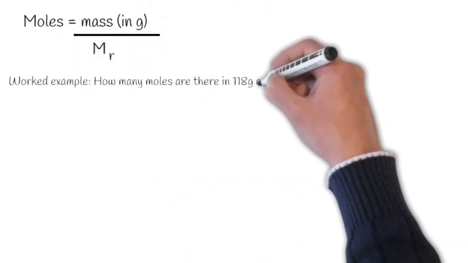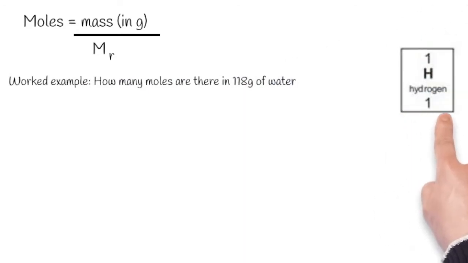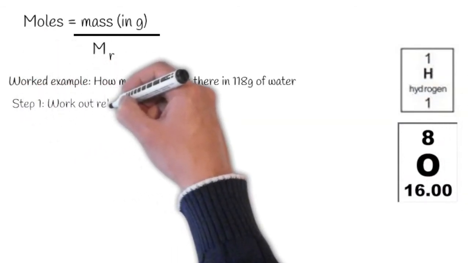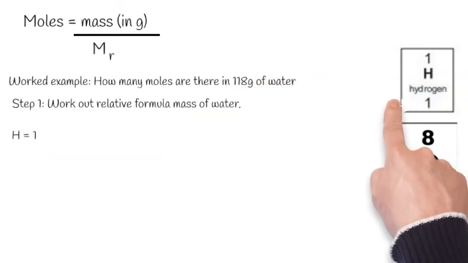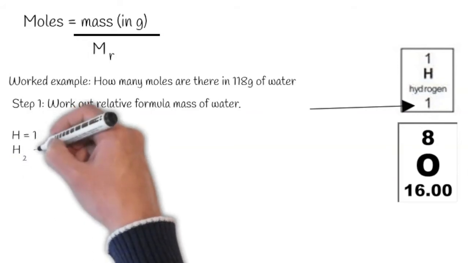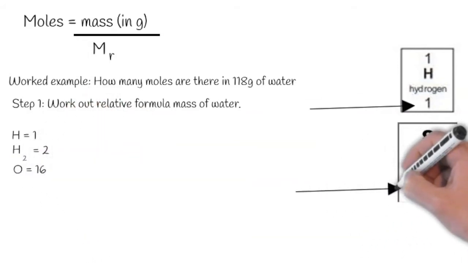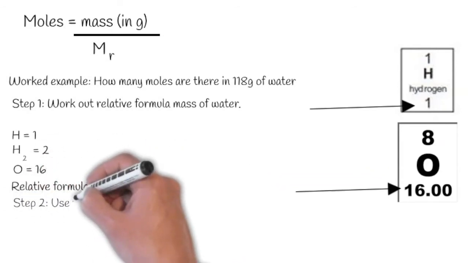Let's do a worked example. How many moles are there in 118 grams of water? We know that water is made up of H2O. So for step 1, we need to work out the relative formula mass of water. Hydrogen has a relative mass of 1, and there are 2 hydrogens, so therefore it's 2, and oxygen has a relative mass of 16. The relative formula mass is therefore 18.